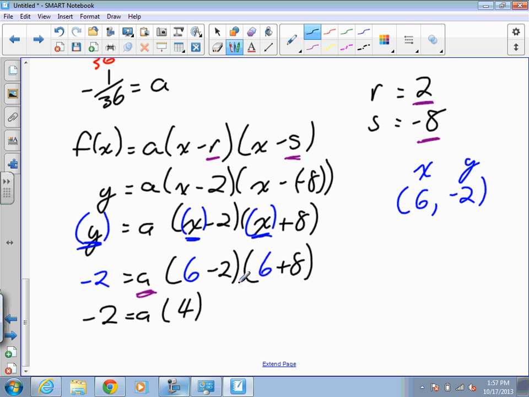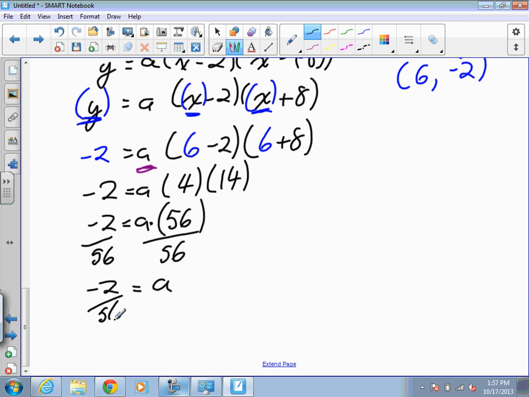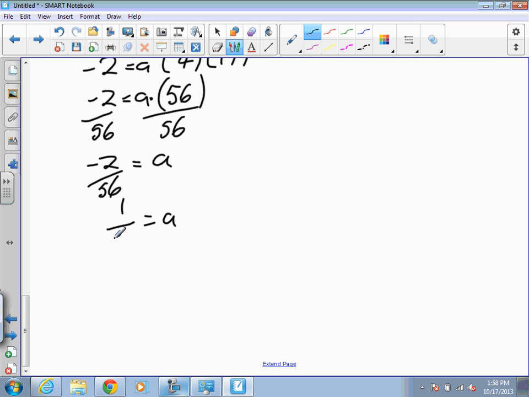Who can help me out with what 4 times 14 is? Anyone know? I think it's 56. Good. In order to isolate a, we divide both sides by 56. So we get a is equal to negative 2 over 56, and that can actually be reduced to 1 over 28. 28, that's right. 1 over 28. And of course, it's negative.